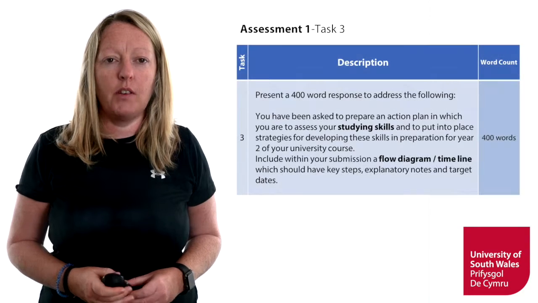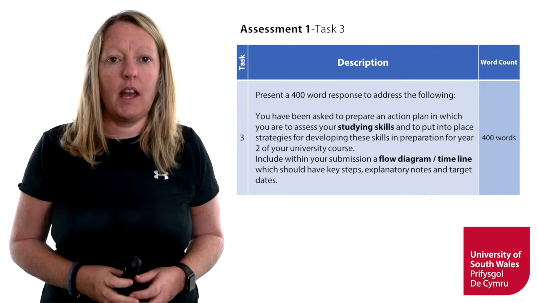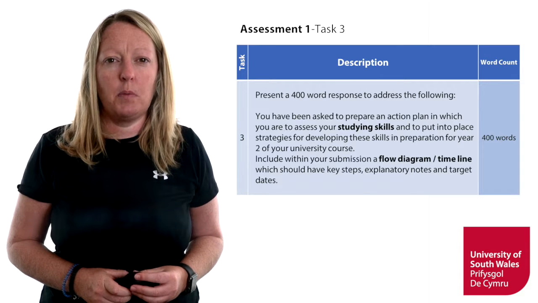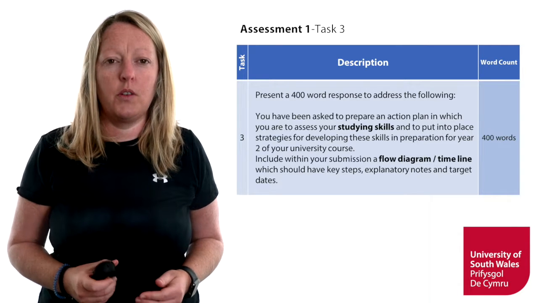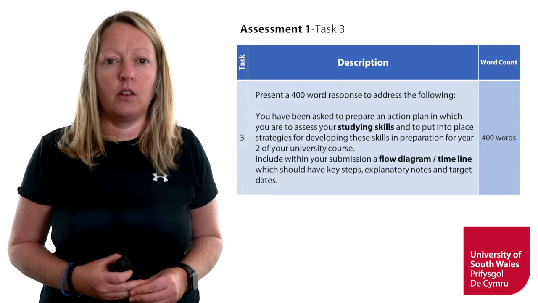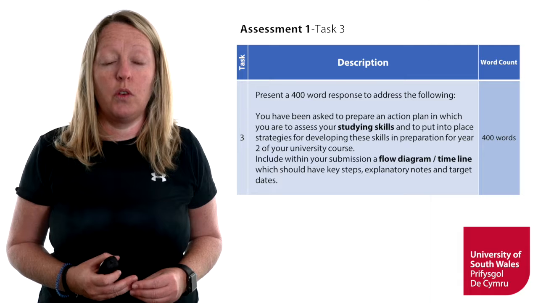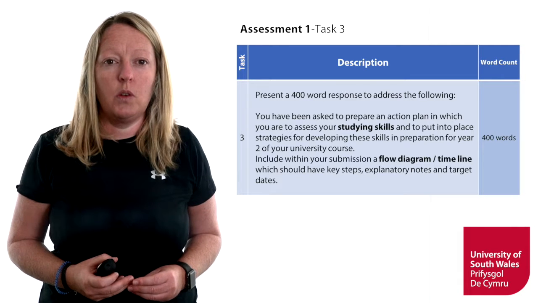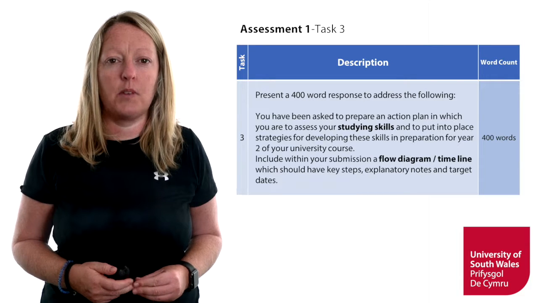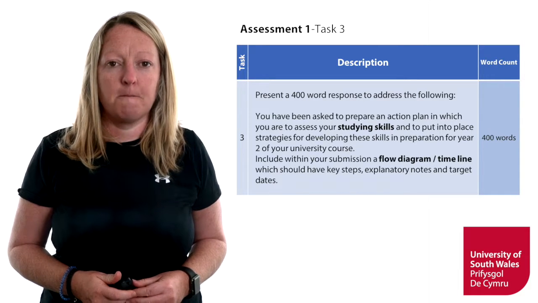The final part of assessment 2 is the action planning. So present a 400-word response to address the following. You've been asked to prepare an action plan in which you are to assess your study skills and put into place strategies for developing these skills in preparation for year 2 of your university course. Include within your submission a flow diagram timeline which should have key steps and explanatory notes and targets.